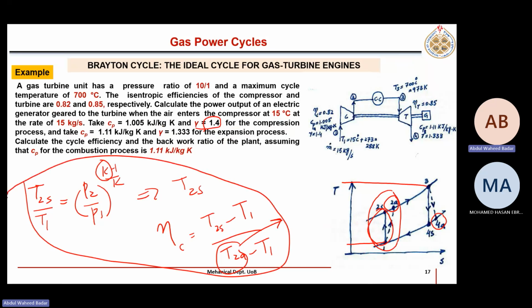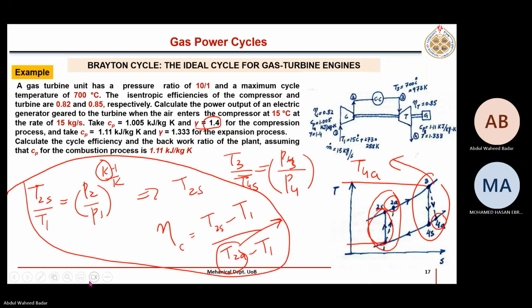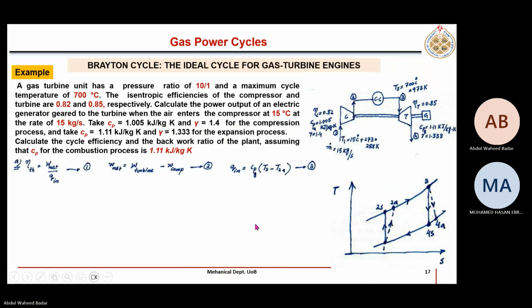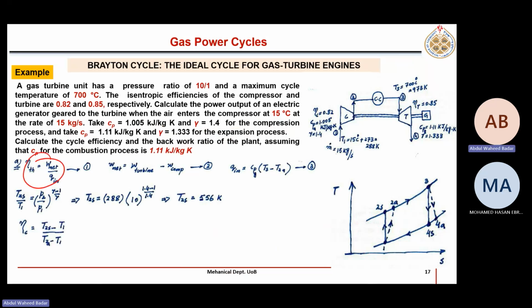This procedure is clear because we already did it in Thermo 2, so I'm not going into much detail. You also use it in refrigeration and air conditioning. Same for 3 to 4: T3 over T4S, the same procedure, and find T4A using the isentropic efficiency of the turbine. Then we can find efficiency, net work, Q in, whatever we want.